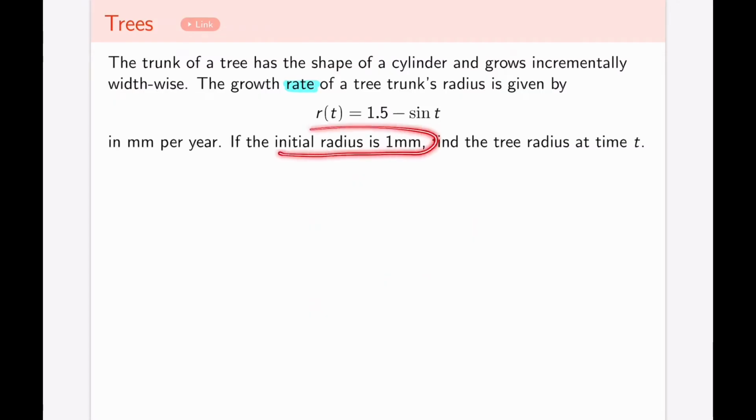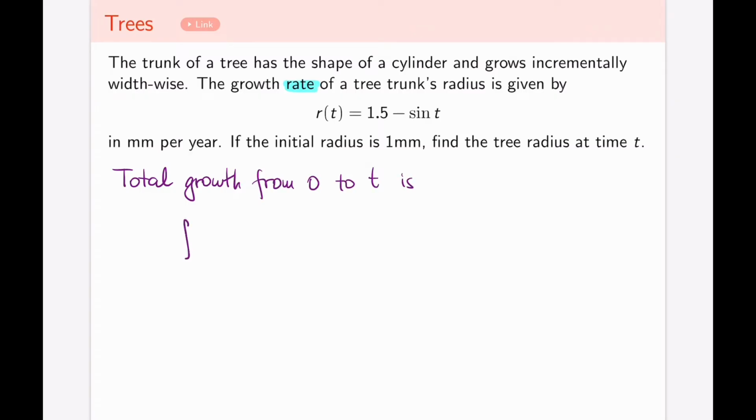We're given that the initial radius is 1 millimeter and are asked to find the actual radius of the tree at time t. So similarly to the last problem, we are given the rate, we're asked to find the total of the dimension. Therefore, we know that these two are going to be connected by an integral or an antiderivative. The total growth from time 0 to time t is then given by the integral between 0 and t of my growth rate.